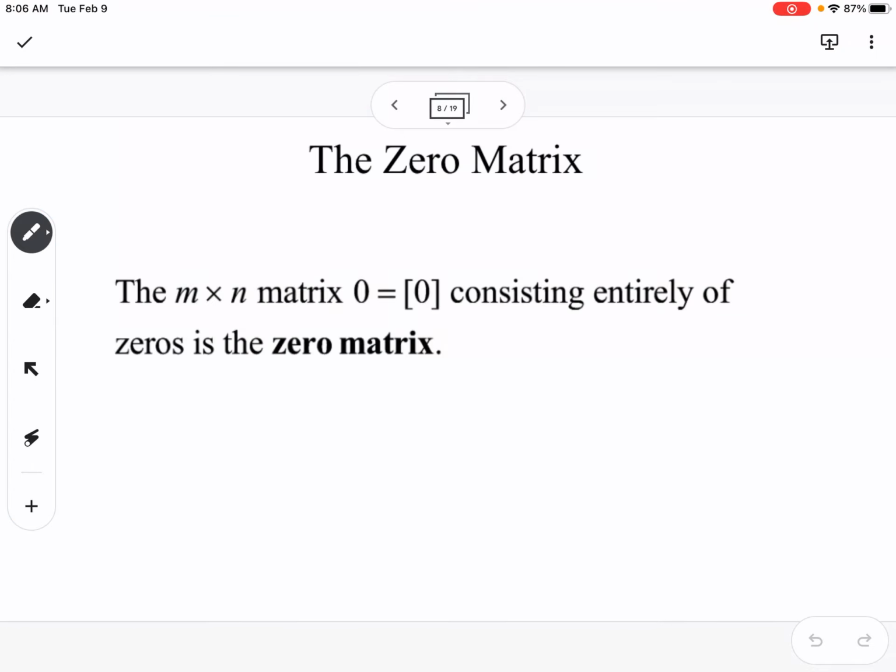Okay, the zero matrix consists entirely of zeros. So any dimension matrix that has entirely zeros we call the zero matrix.